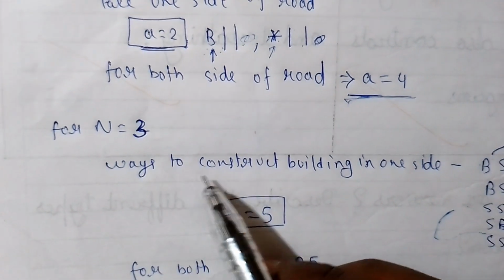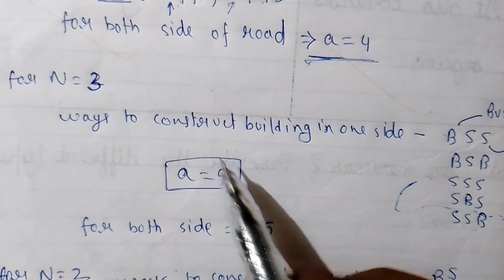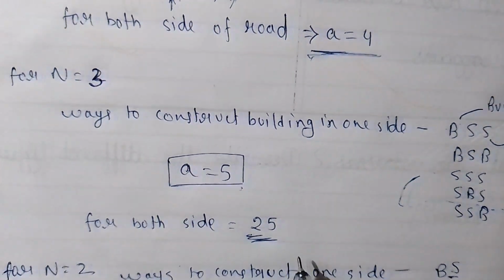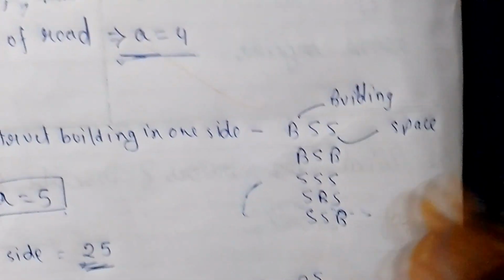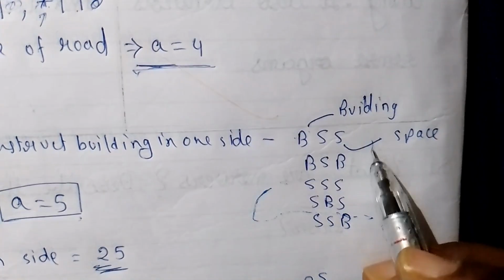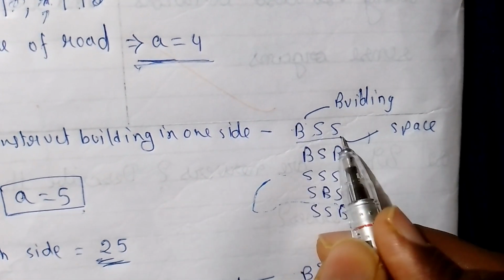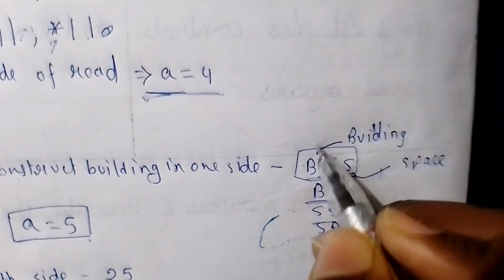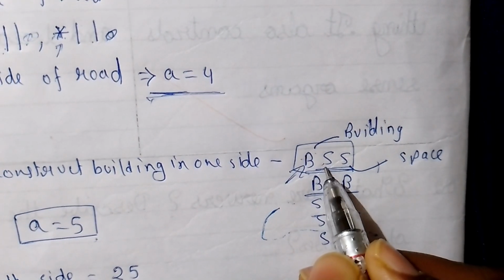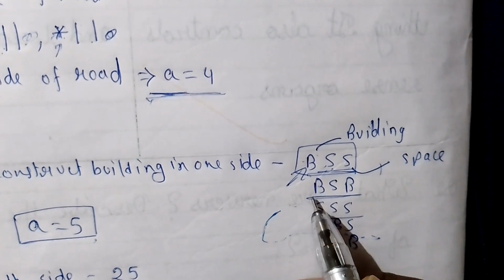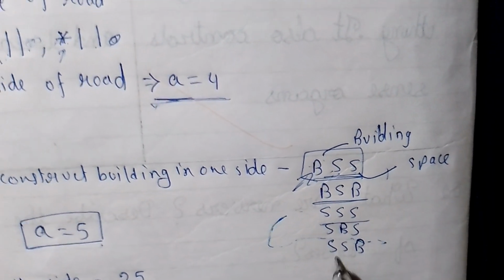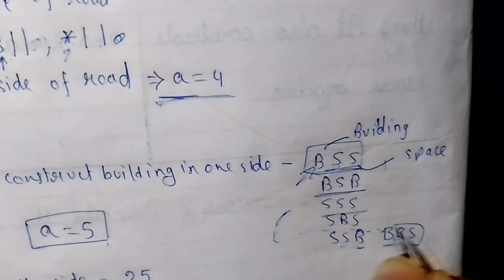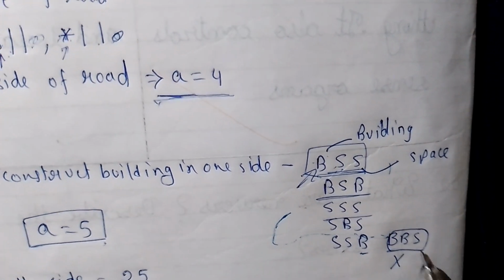And for n equals 3, the output given is 25. How? Here comes the role of buildings and spaces. Here we have three different plot spaces where we can make our building or not make a building, simply space. But remember only one thing: the buildings cannot be consecutive, meaning we cannot make B B like that. It is wrong. We must not make this combination.